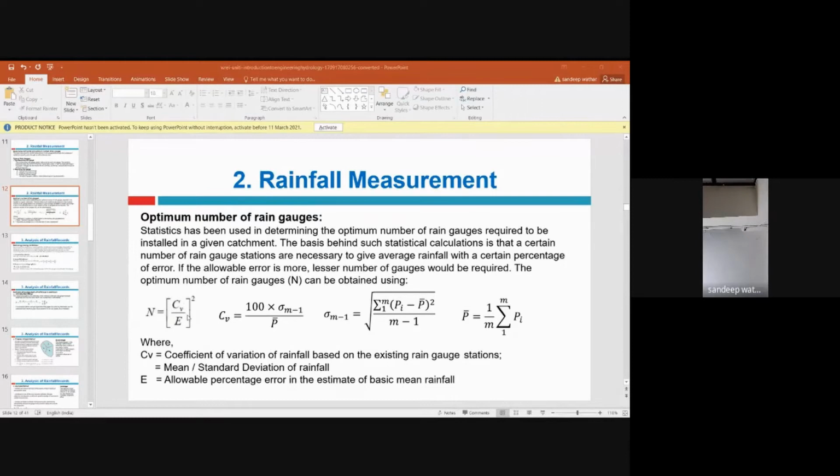CV is nothing but the coefficient of variation. I'll explain what this coefficient of variation is and what values are to be considered. E is representing the error within the rain gauge stations, and CV is representing the coefficient of variation. The equation for the coefficient of variation is 100 multiplied by the standard deviation divided by the average of precipitation. That will give you the coefficient of variation.